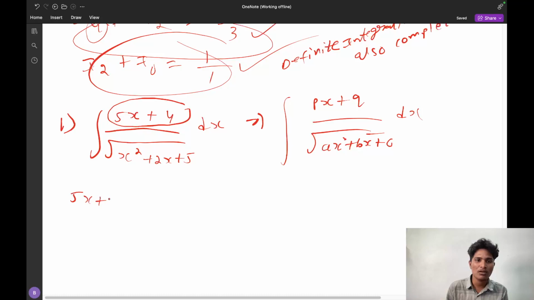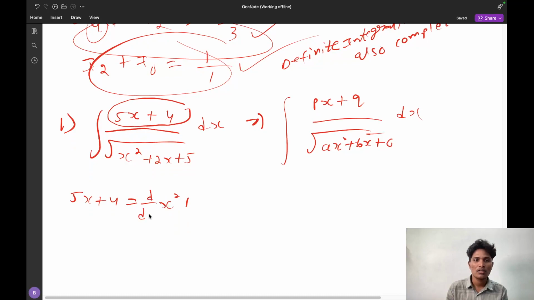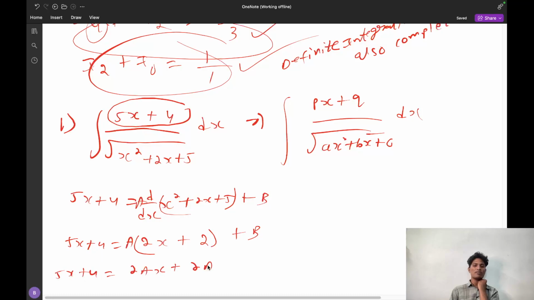That is, 5x plus 4 can be written as a times d by dx of the denominator. That is a differentiation, d by dx, not integration. Once again, the exact process is differentiation. You have to differentiate the denominator, that is d by dx of x square plus 2x plus 5, plus b. So 5x plus 4 is equal to a multiplied by 2x plus 2, plus b. So 5x plus 4 is equal to 2ax plus 2a plus b.